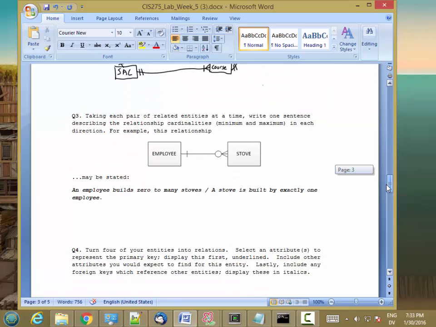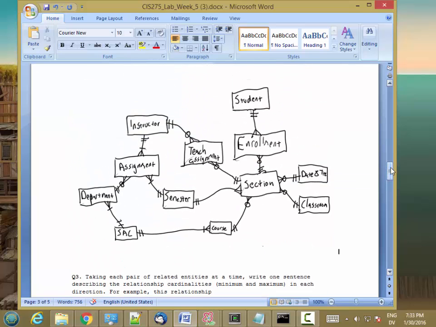So question 3 asks you to state the relationships in English. And there's no need to be creative here. This is really straightforward. It's basically a SAC has one or many courses. Each course belongs to exactly one SAC. So the crow's foot notation here, one-to-many: a SAC has one-to-many courses. Each course has exactly one SAC.